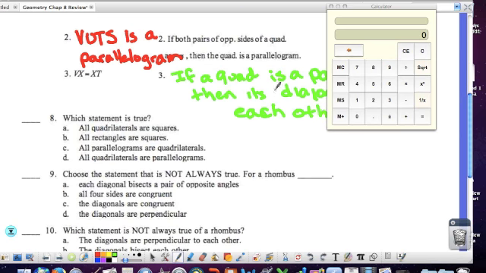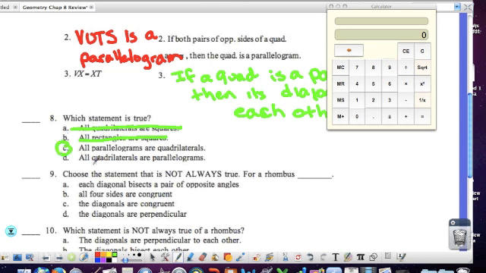Moving on. Number 8. Which statement is true? Well, all quadrilaterals are not squares. All squares are quadrilaterals, but that's not true. All rectangles are squares. No, it's the same way around. All squares are rectangles, but all rectangles are not squares. All parallelograms are quadrilaterals. This is true. If something is a parallelogram, it definitely only has 4 sides. It is a quadrilateral.